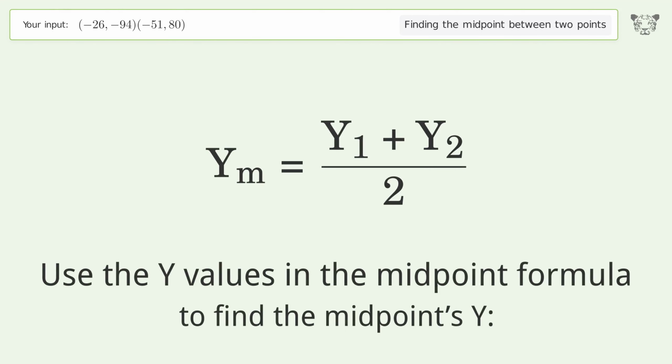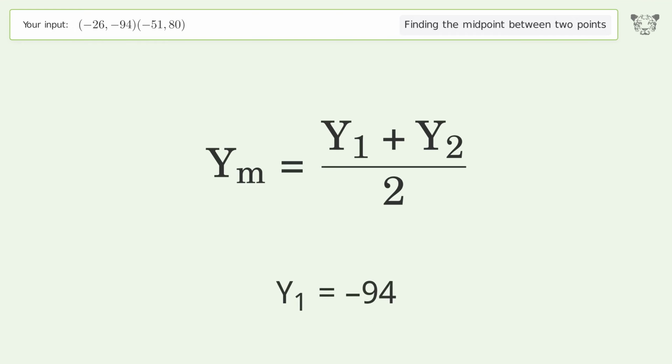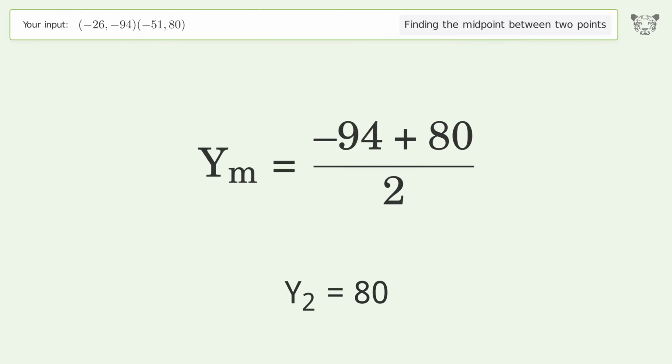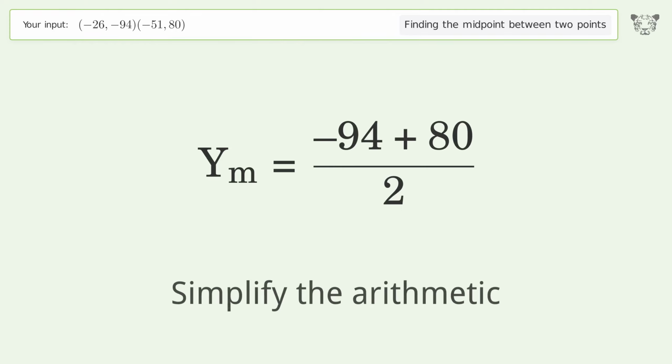Use the y values in the midpoint formula to find the midpoints y. y1 equals negative 94. y2 equals 80. Simplify the arithmetic.